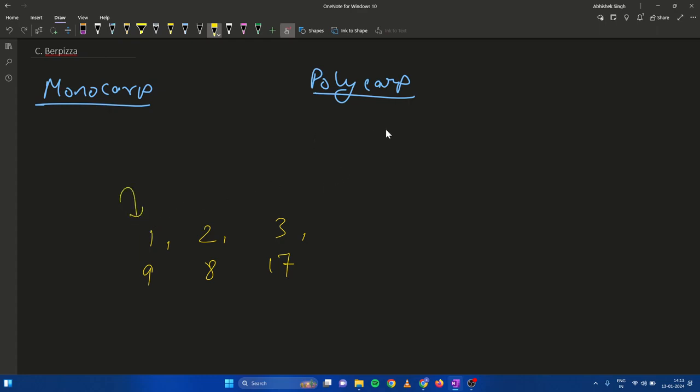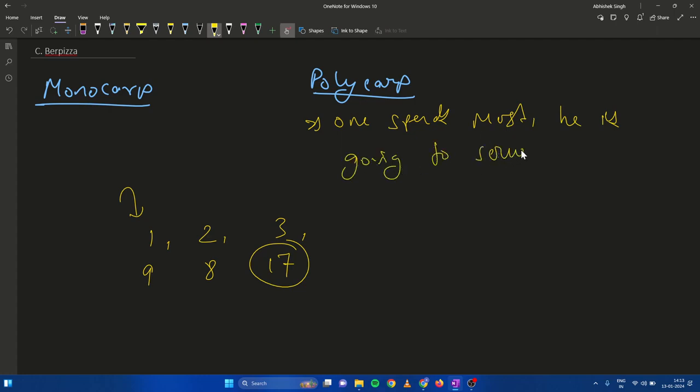In case of Polycarp, the customer who is going to spend a lot of money, he's going to serve that customer. In this case, two has come before three, but he's not going to serve two first, he's going to serve three first because three is going to spend a lot of money. So Polycarp serves the one who spends the most. This is the basic problem statement. So in this case, Polycarp is going to serve this person.